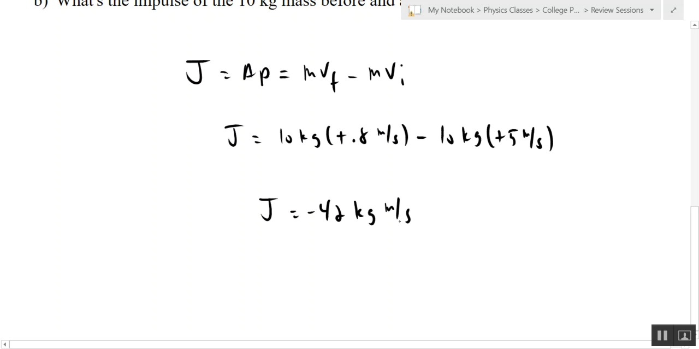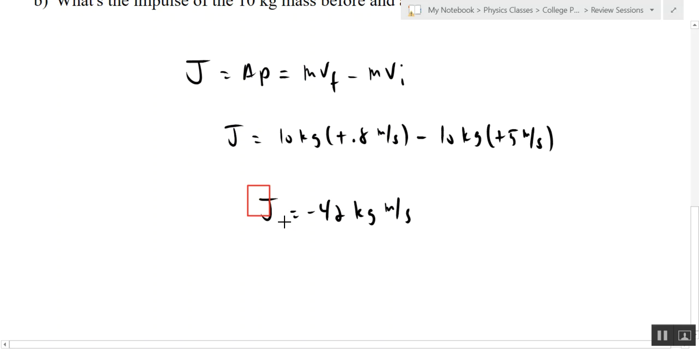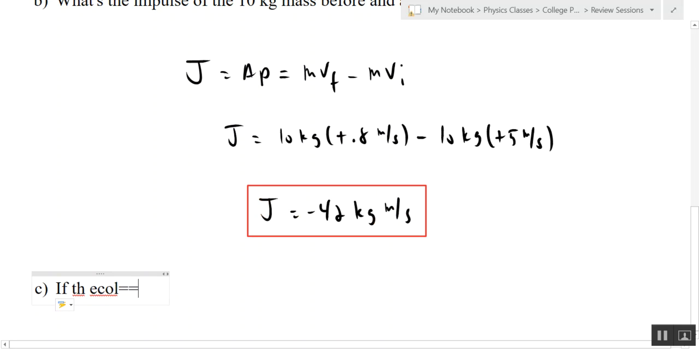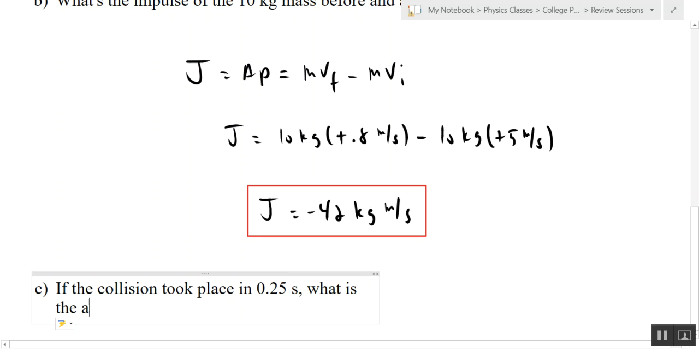Right, so it's a vector, meaning it's in the negative x direction. The amount of it is 42, but in the negative x direction. Okay, so that's impulse, but you can use this to answer another question. So part C is if the collision took place in 0.2 seconds, let's say 0.25 seconds, what is the average force on the 10 kilogram mass?